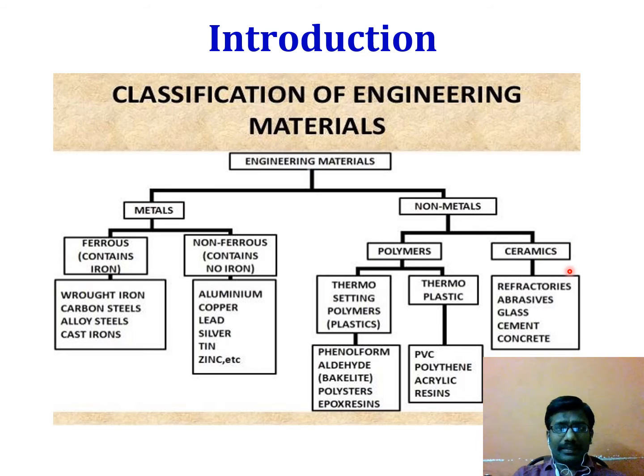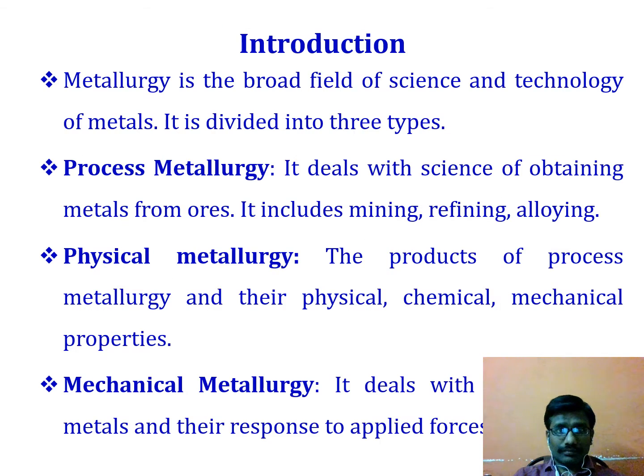And coming to ceramics, it has two types, natural and advanced ceramics. In ceramics, majorly it has high temperature resistance. So that's why we call it ceramics. These are the examples: abrasives, glass, cement are natural ceramics. In advanced ceramics, we have alumina and silicon carbide, all are advanced ceramics.